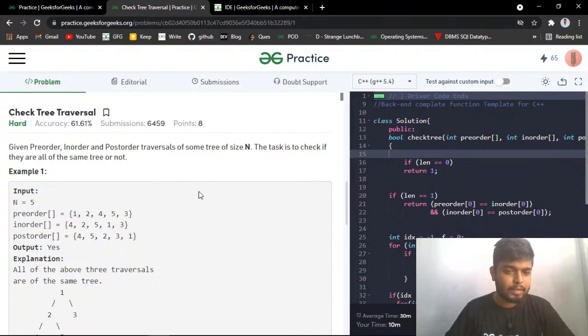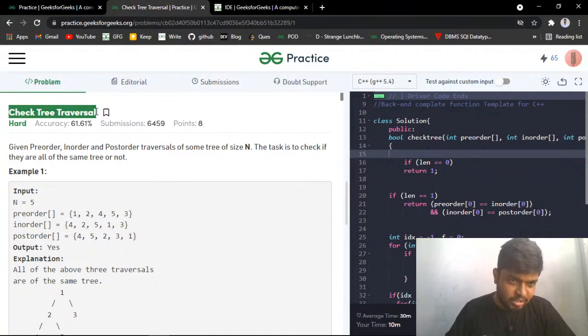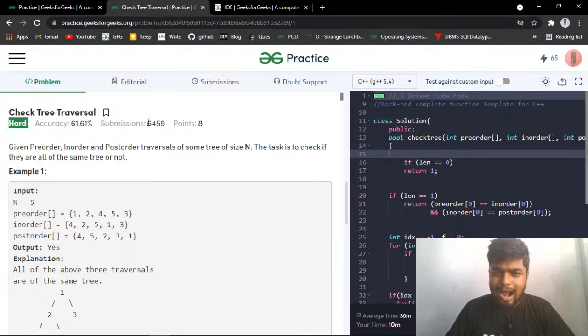Okay. So the problem is check tree traversal. The problem name is check tree traversal. So it is clear that this is a tree problem and this is a traversal problem. Now let's see, it is a hard problem and there are a lot of submissions to it, and the problem is 8 points. So let's read the problem statement.